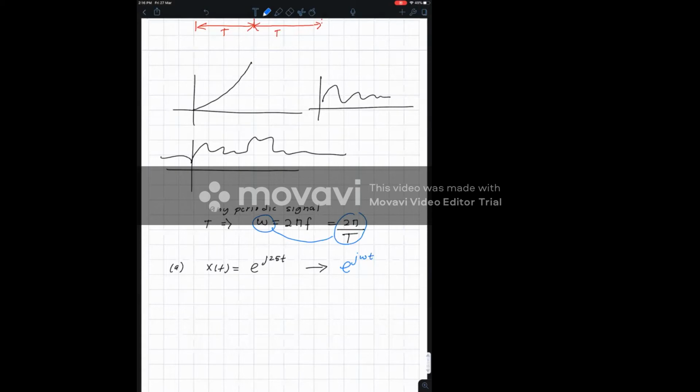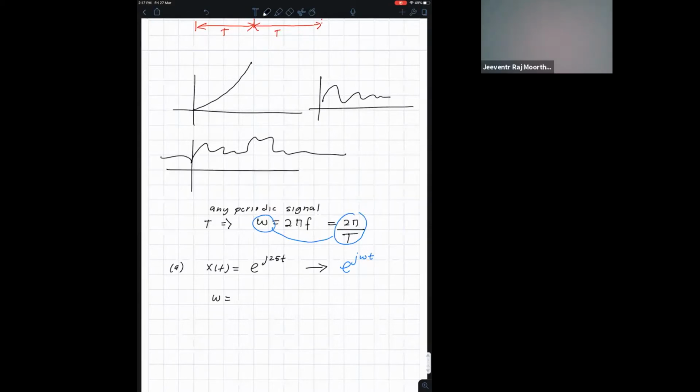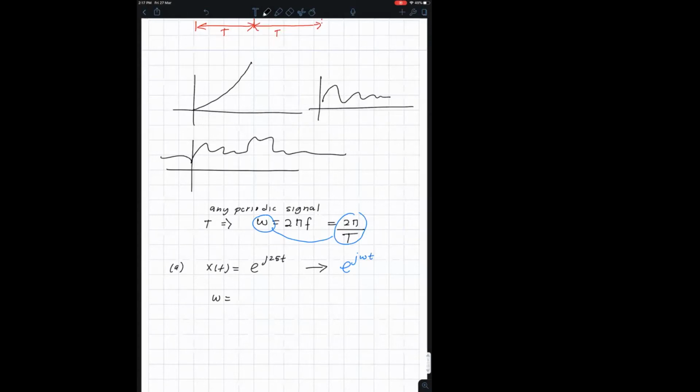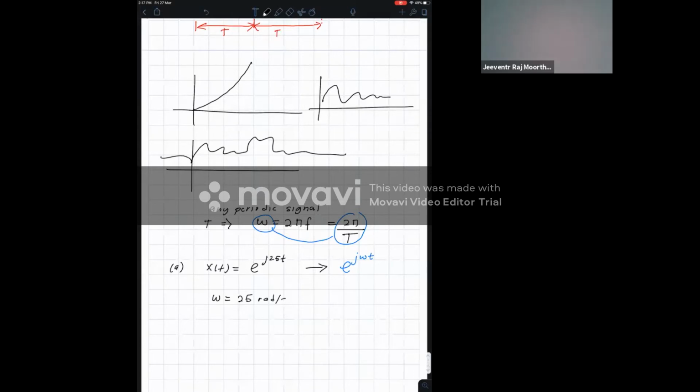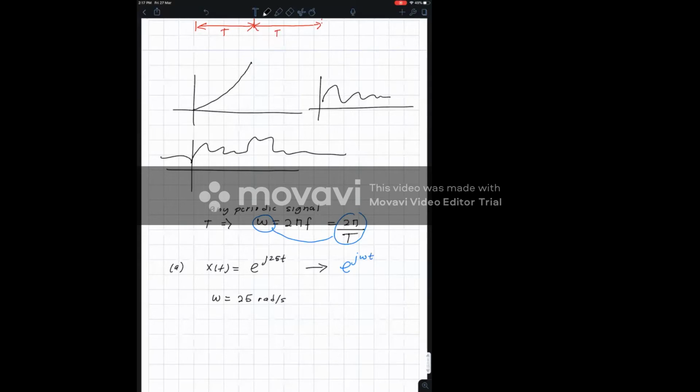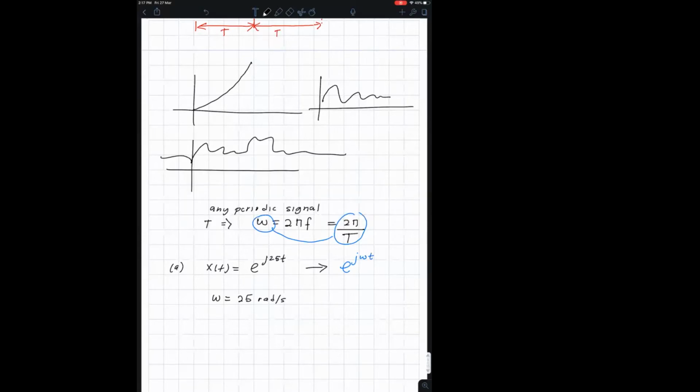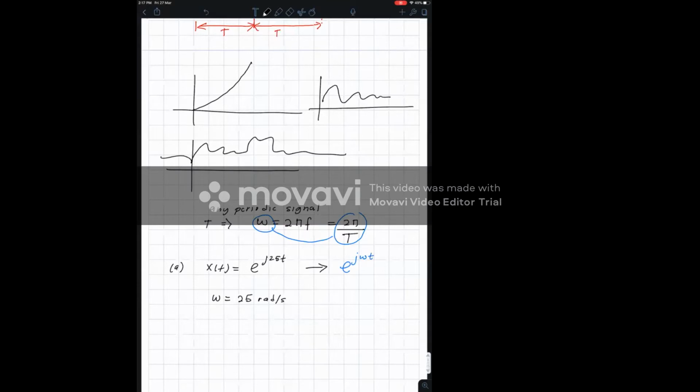Can somebody tell me what the frequency is? Frequency is 1 over time. What is the frequency in this problem? 25 radians per second. Since this is the only frequency in this signal, this is going to be periodic. This is just one simple signal.